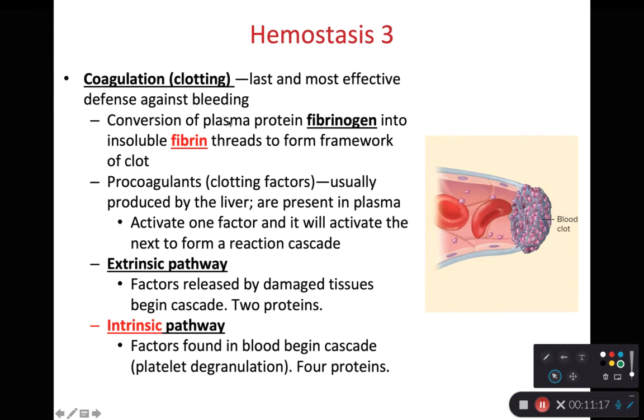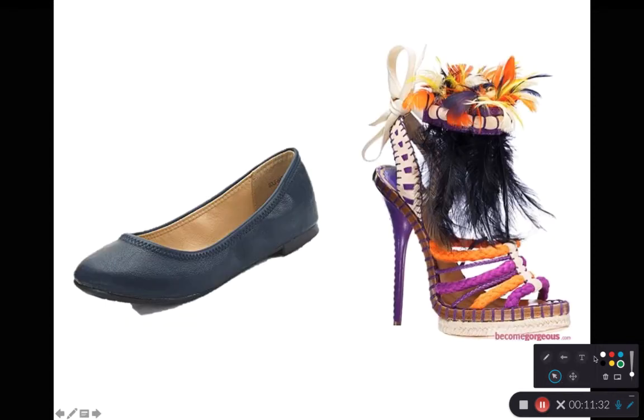So that's coagulation or clotting. The platelet plug is not the same thing as clotting. The platelet plug is just a big glob of platelets plugging a hole. Coagulation is going to involve a fibrin mesh.